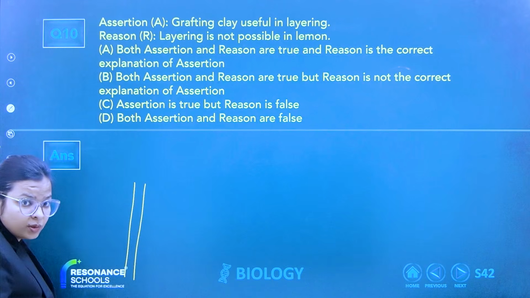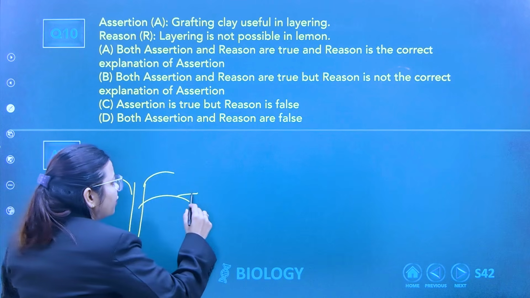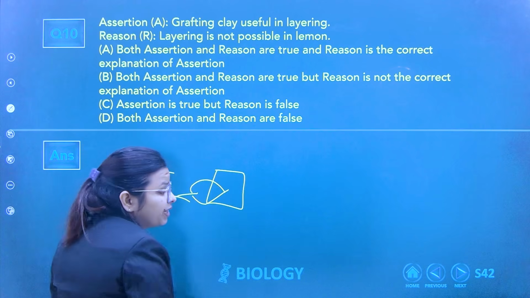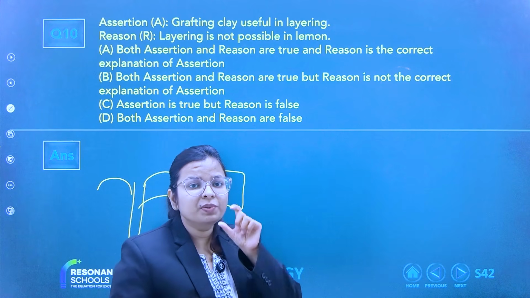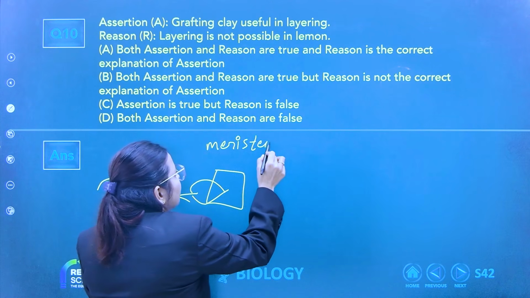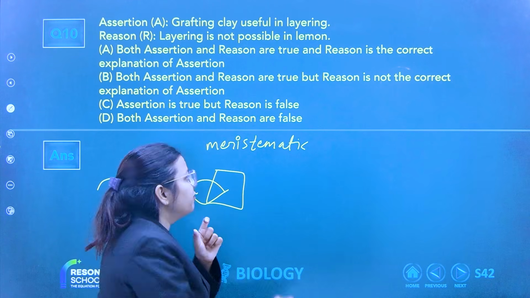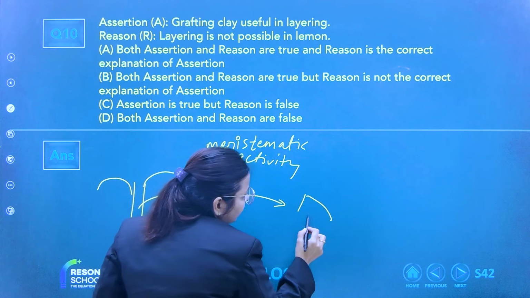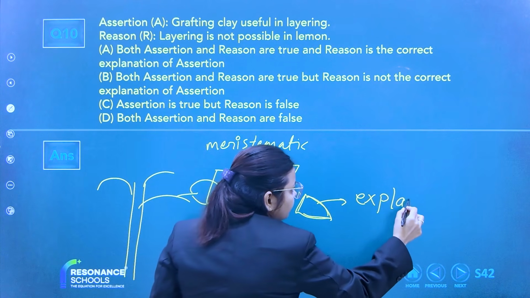Look carefully, whoever asked this doubt. This is our parent plant. What we have done, we took the plant part. Let's say I took this part. We cannot take any plant part. The explant should be tissue which has meristematic activity. Whatever plant part we are taking should have meristematic activity. So I cut this part and it will act as the explant.